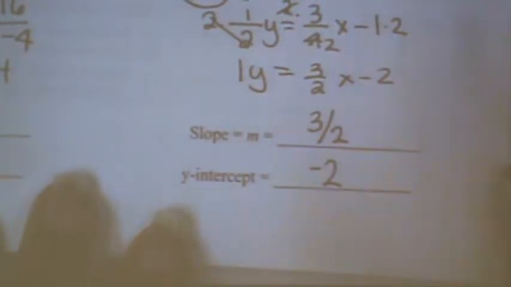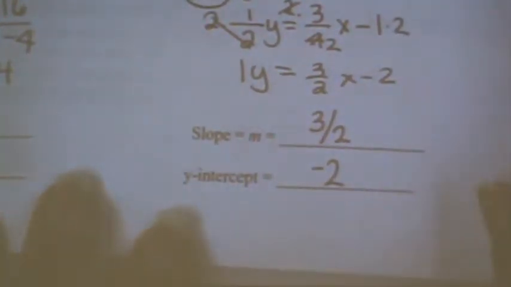So what's your slope? And what's your y-intercept? Negative 2. Okay? Next.